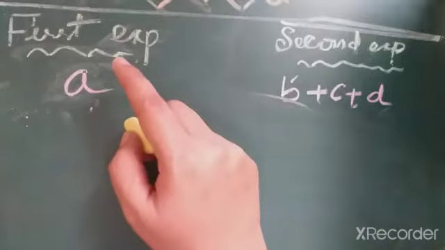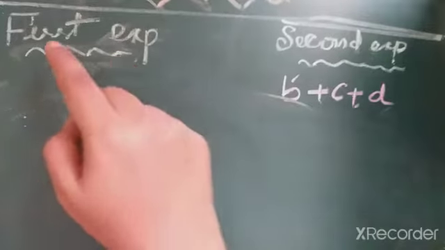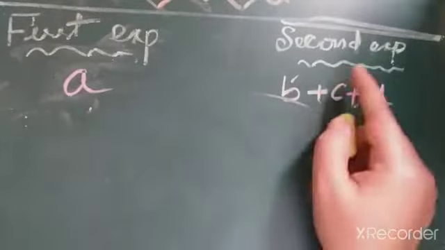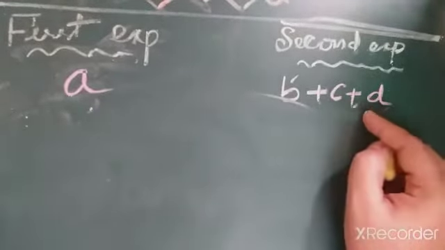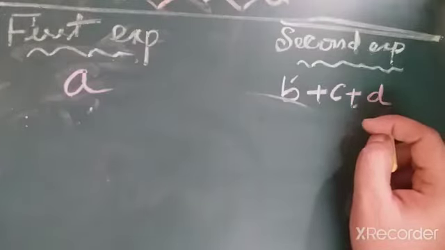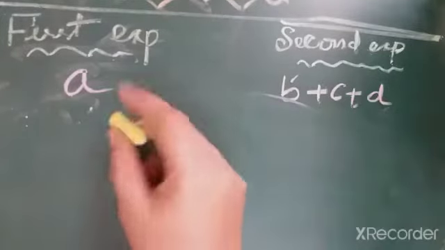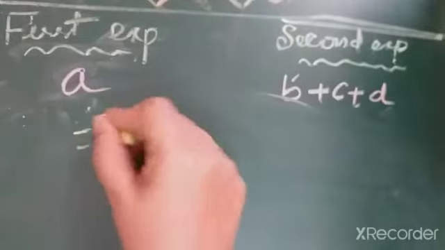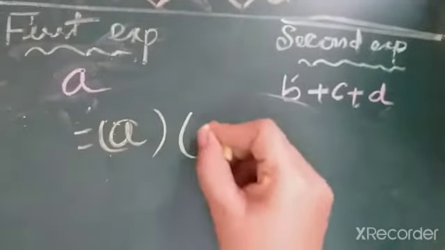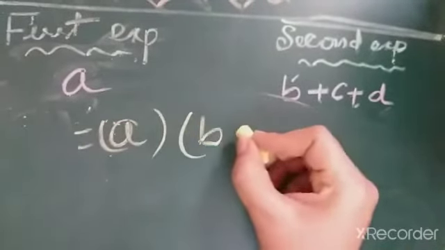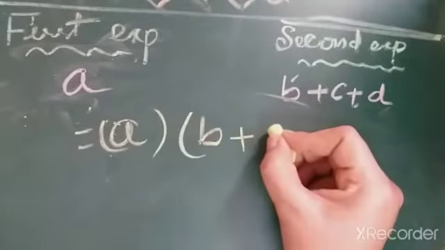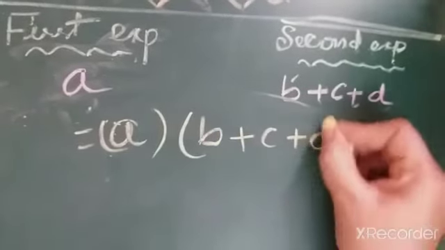Now here, page number 146, exercise 9.3, second main. Here the first expression is given as a, the second expression is b plus c plus d. Now we have to multiply. Find the product. Product means always multiplication. So first write a bracket. Bracket means multiplication. Instead of writing into, we can draw a bracket: b plus c plus d.